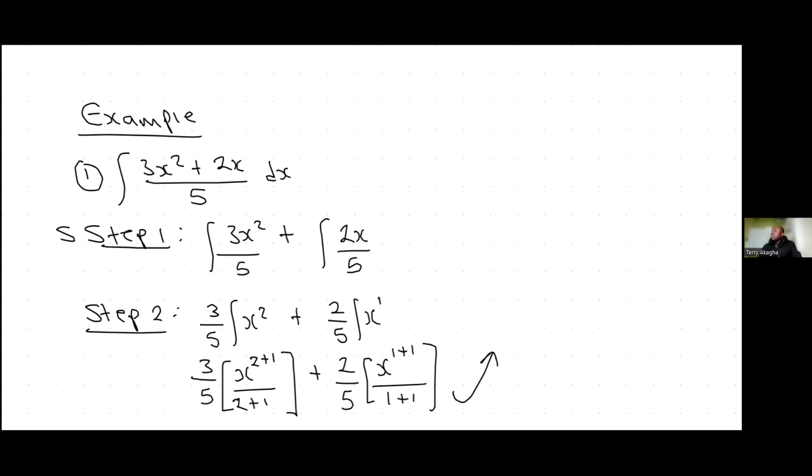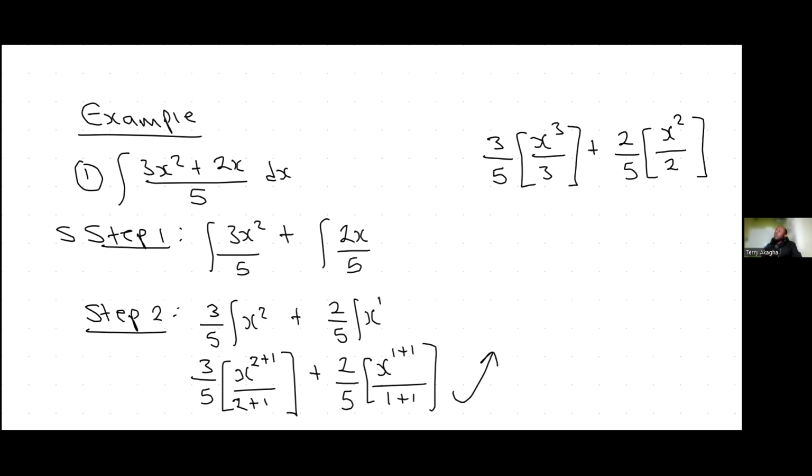Then the next thing is going to become 3/5, into x raised to the power 3 divided by 3, plus 2/5, and we have x raised to the power 2 divided by what? 2. Are you seeing this? So we can simplify this to be x raised to the power what? 3 divided by 5, because this 3, we cancel this 3, and this 2, we cancel this 2, and it's going to become x raised to the power 2 over what?